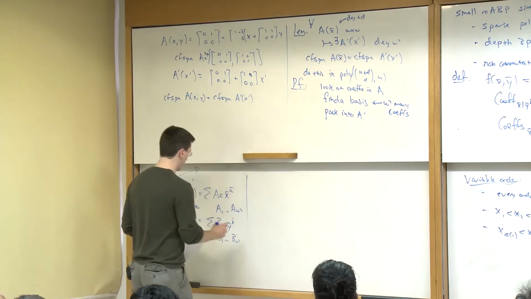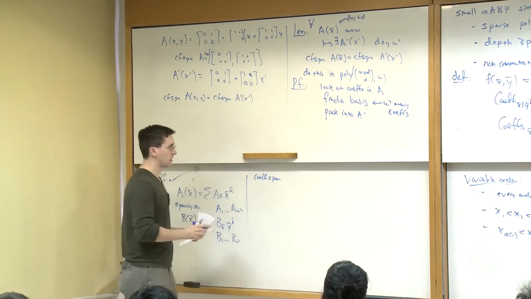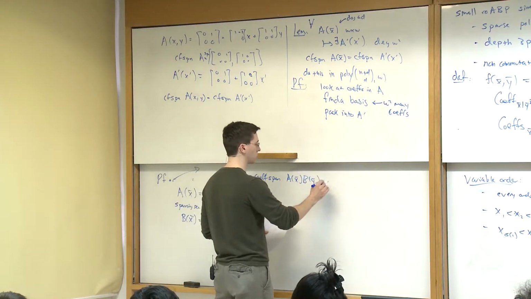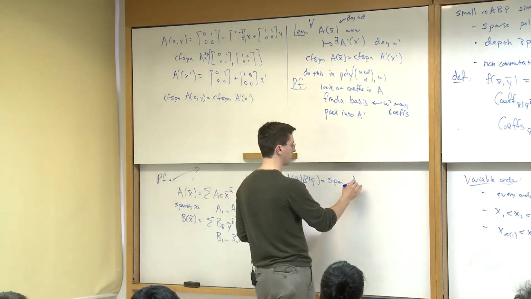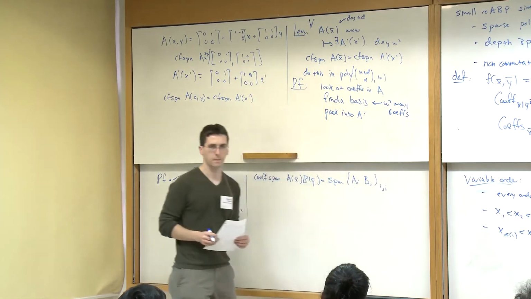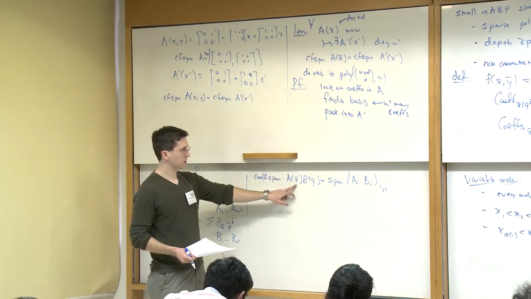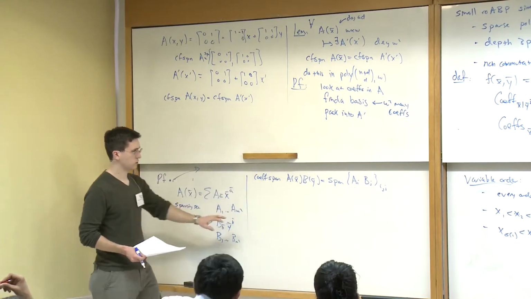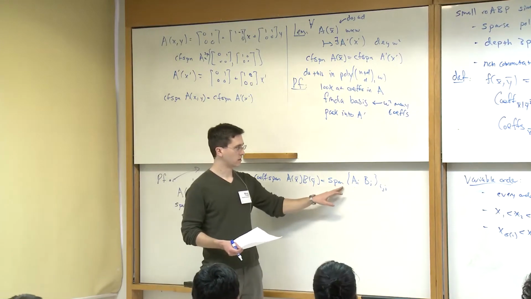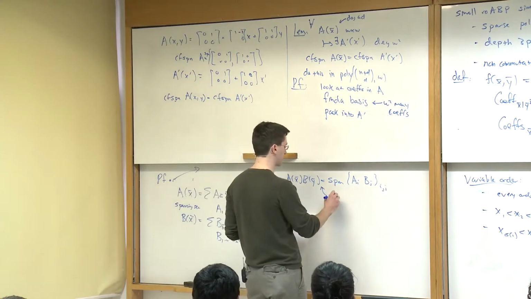Okay. I want to say that the coefficient span of A(x) times B(y) is equal to the span of A_i times B_j as you range over all i and j. Okay. So right, the coefficient span of A is equal to the span of these things. The coefficient span of these things is equal to here. I want to say when you take the product of these polynomials, it's equal to the span of the products of the bases. Okay. This is basically because matrix product is bilinear.